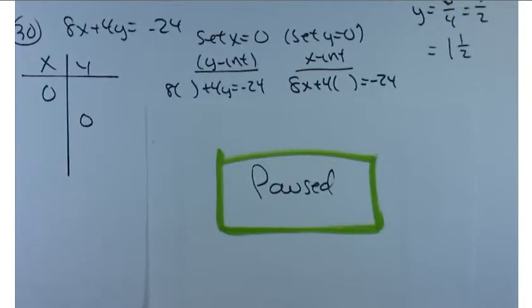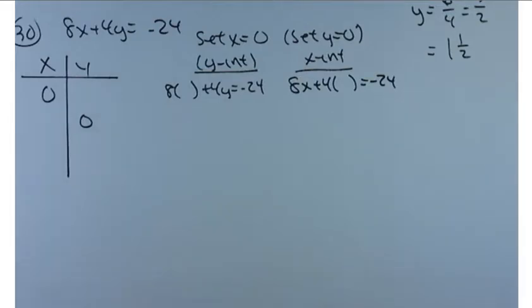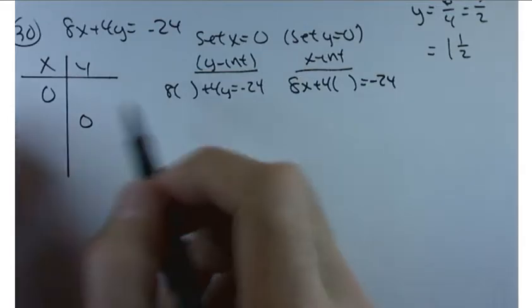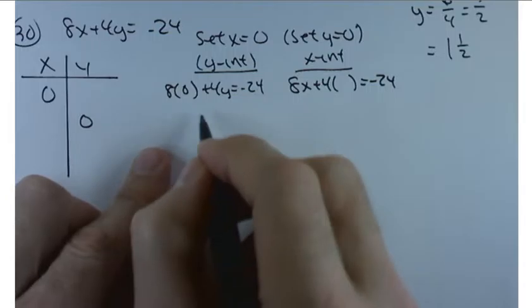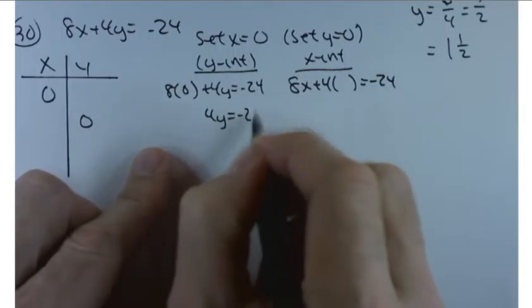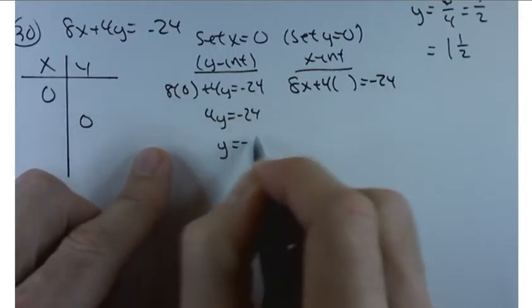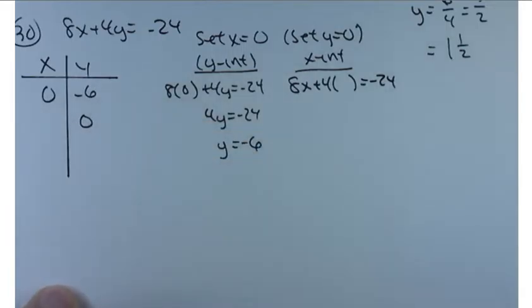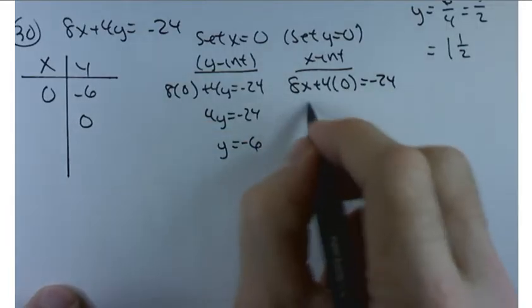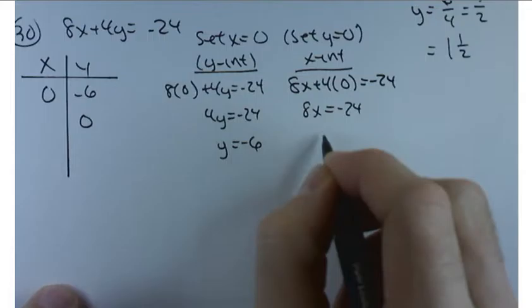Okay, so let's set x equal to 0. I get 4y equals negative 24, so y is negative 6. If you set y equals 0, I get 8x equals negative 24, so x equals negative 3.